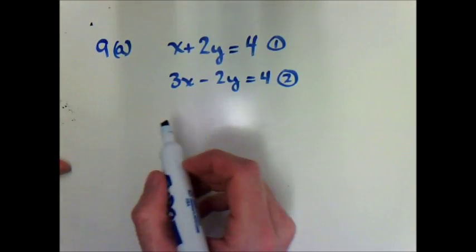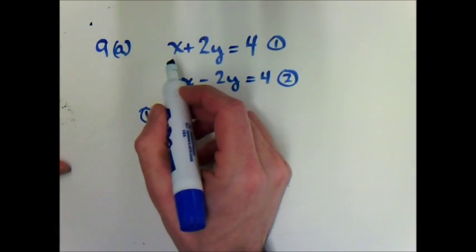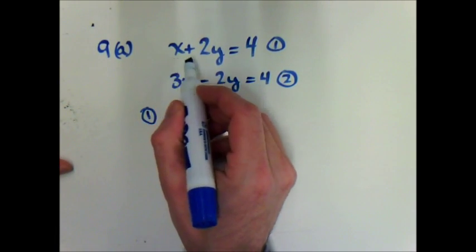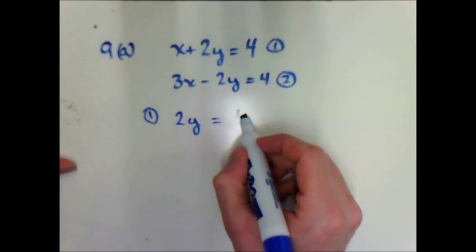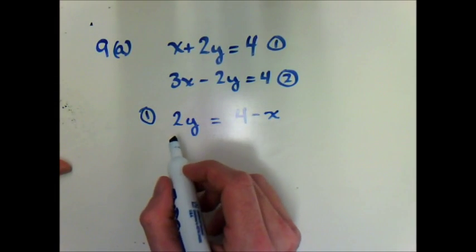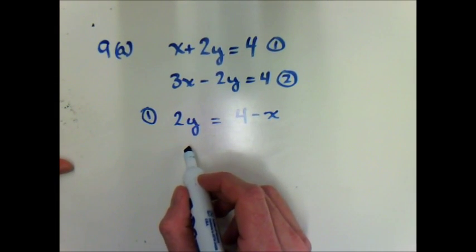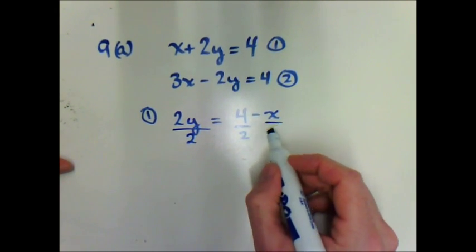So let's get equation 1 into standard form. Equation 1, I'm going to subtract x from both sides. So I'm going to be left with 2y on the left and 4 minus x on the right. And now I need to divide both sides by 2. Divide each term by 2.